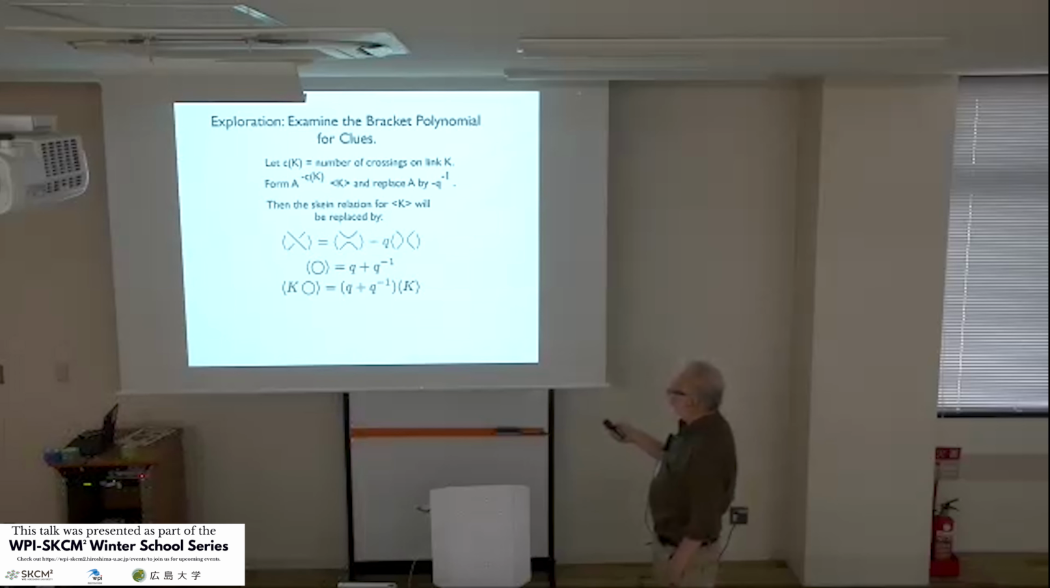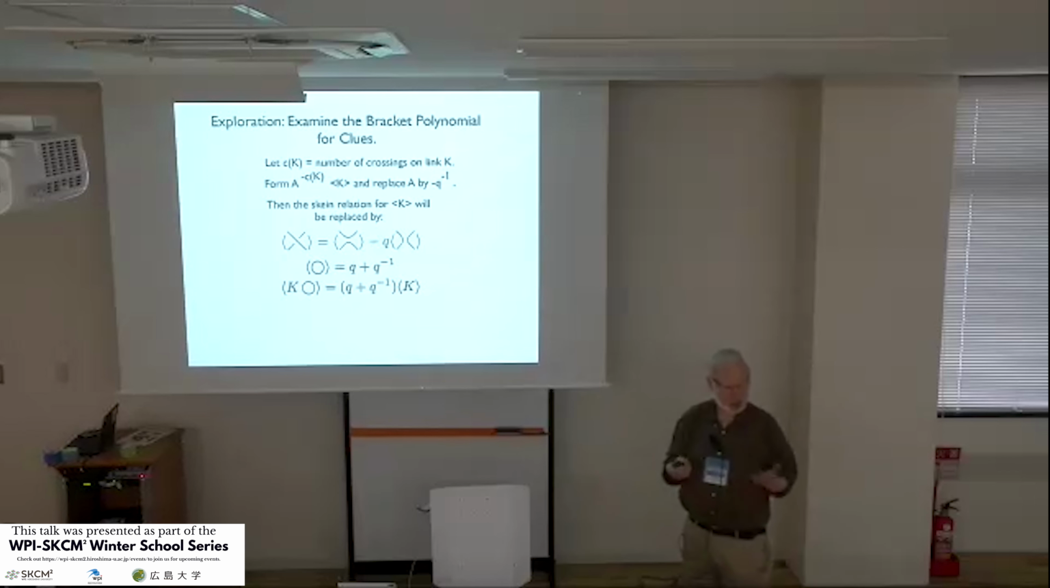You can think of that as multiplying the whole polynomial by A to the minus C of K, where C is the number of crossings, and then replacing A by minus Q inverse. Or you can just say I changed my coefficients, and then the value of the loop should now be Q plus Q inverse, which is simpler, and that's one of the reasons for making the change. It's a lot simpler to look at Q plus Q inverse than at minus A squared and so on. So if there's a loop, you multiply by Q plus Q inverse.